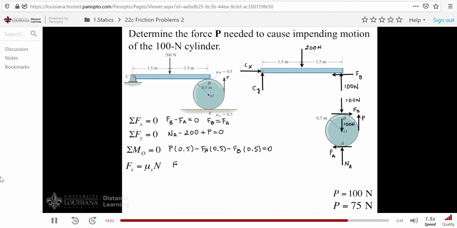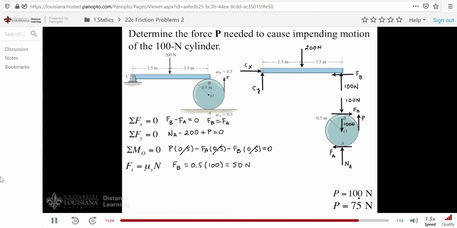F of B is equal to our coefficient of friction at B, which is 0.5, and then we have our normal force, which we know to be equal to 100. In other words, F of B will equal 50 newtons. Well, if you know this is the case, then F of B is equal to F of A. Consequently, down here, this will be 50, and this will be 50. Here, of course, you can see the 0.5s cancel out, and 50 plus 50 gives us P of 100 newtons.